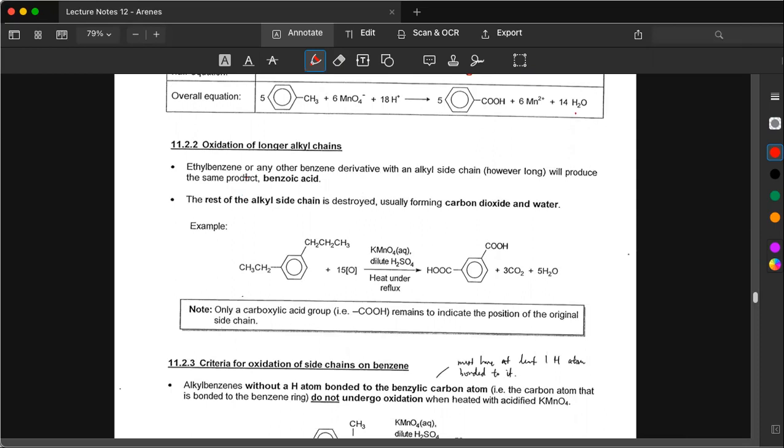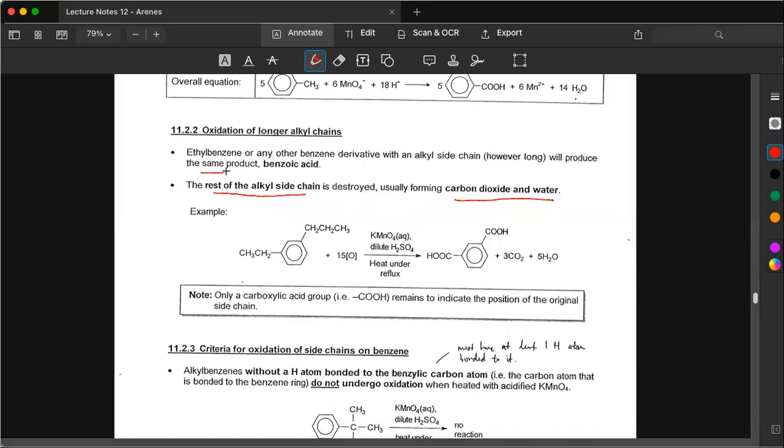Ethylbenzene or other benzene derivatives will also produce benzoic acid. So the rest of the alkyl group, what happened to them? They are just destroyed and form CO2 and water. Yes, this is important. So the rest of the alkyl side chain, they all form carbon dioxide and water. You just lose it. You form a lot of CO2 and water. No choice. Okay, so this is important. Same product, benzoic acid, no matter how long the alkyl chain is.